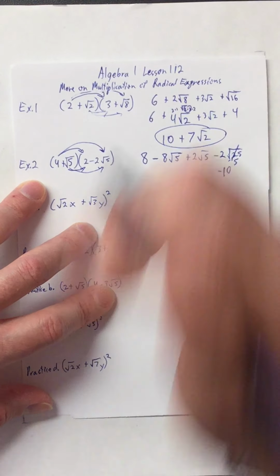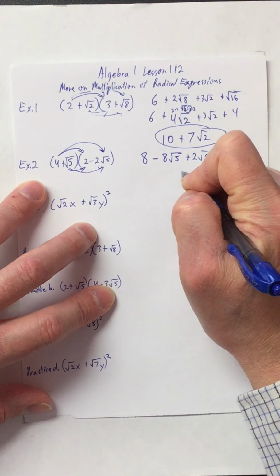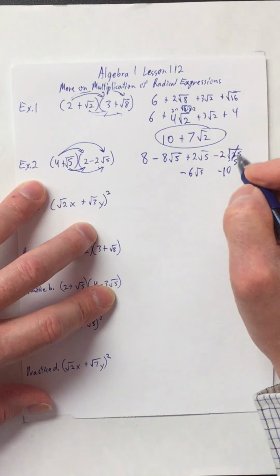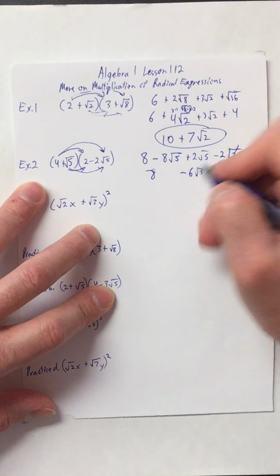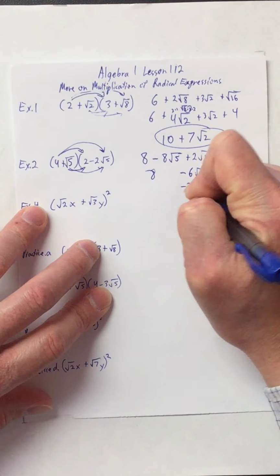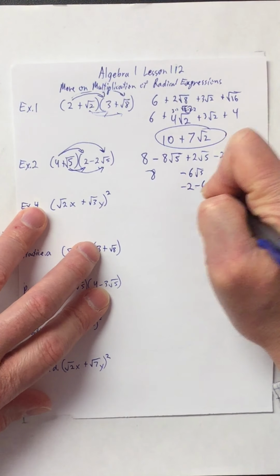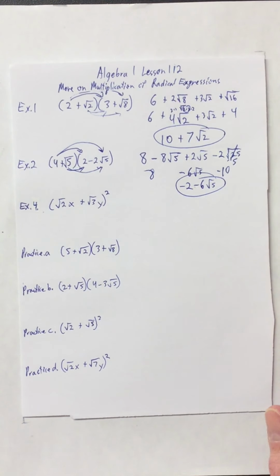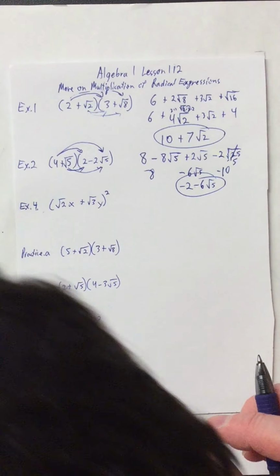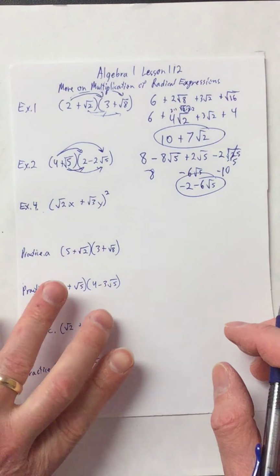These two can be combined as well, giving me negative 6 square root of 5, and then I've got an 8 in the front, so 8 minus 10, it looks like I get negative 2 minus 6 square root of 5 as the answer for example number 2. All right, you can work through example number 3 yourself if you'd like. I'm going to look at example 4.